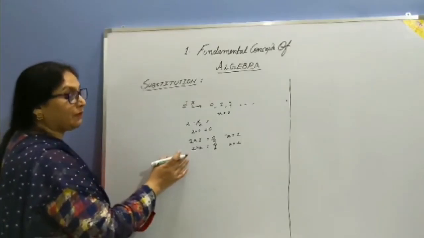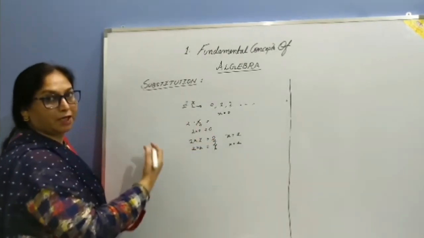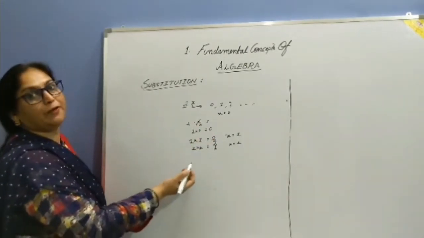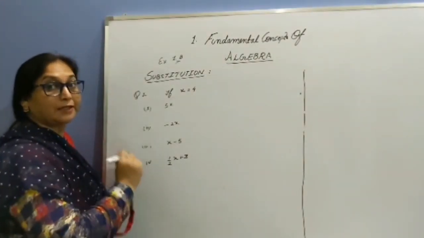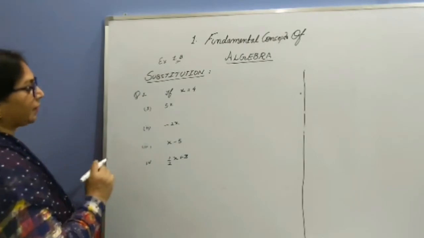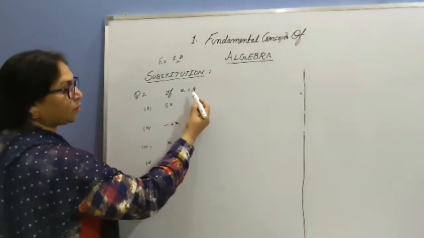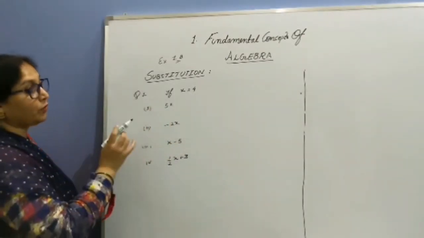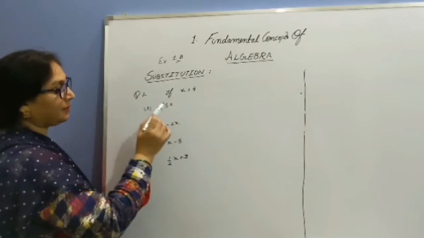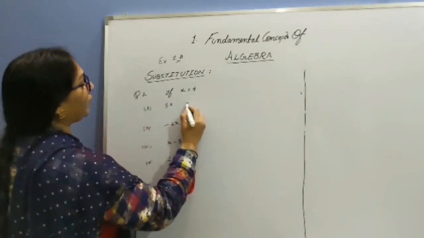Now we are going to deal with the sums in which you substitute given variables and get the value of the expression. Really interesting. So pay attention and practice more and more sums. Let us move on to the first question of exercise 1b. Substitute x equal to 4 and find the value of the following expressions. So we are going to replace x in all these cases by 4.